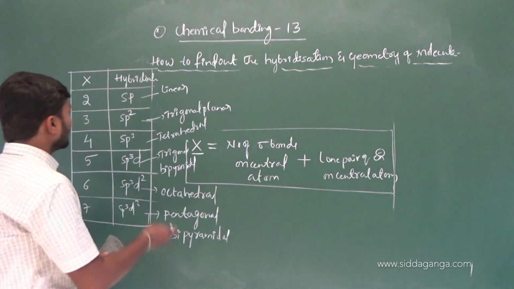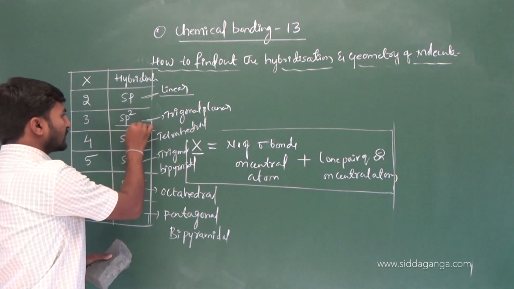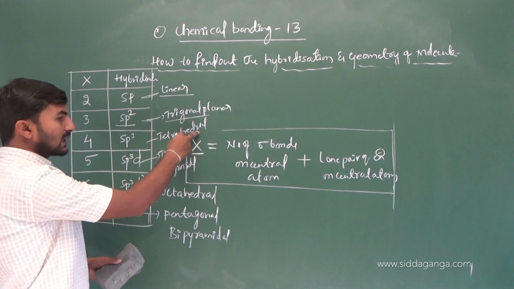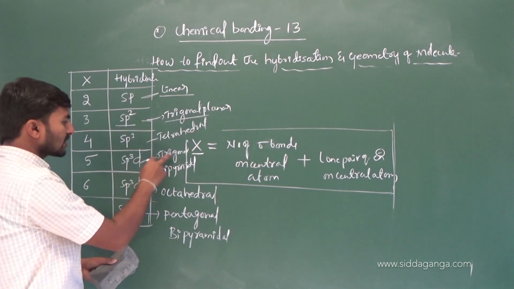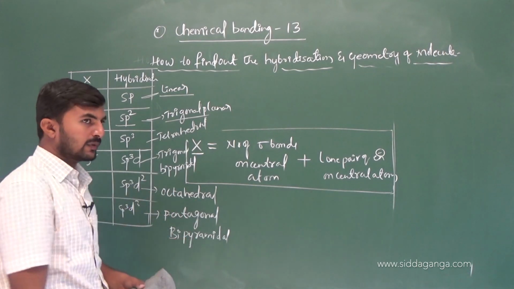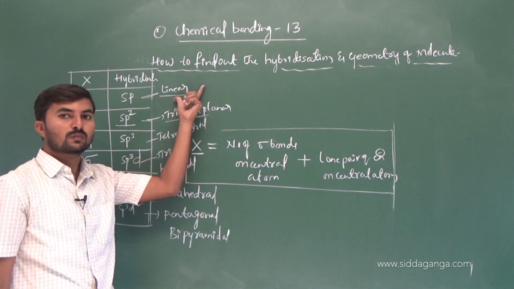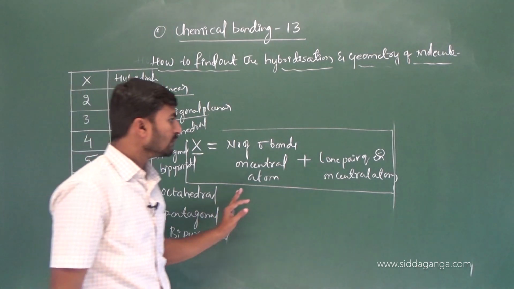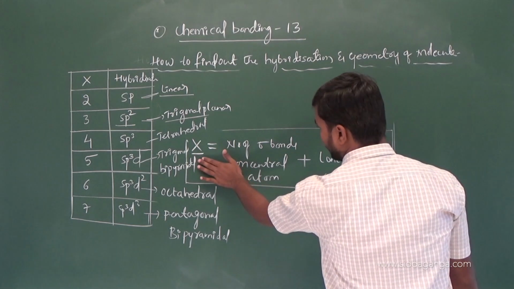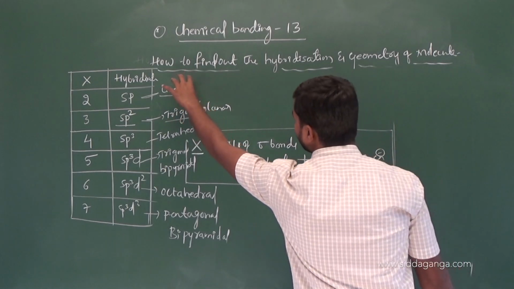Here, with respect to sp hybridization, its geometry is linear. With respect to sp2, its geometry is trigonal planar. If it is sp3, then it becomes tetrahedral, followed by sp3d, trigonal bipyramidal, followed by octahedral and pentagonal bipyramidal. With respect to the particular type of hybridization, the geometry of the molecule is going to be fixed. Then, by taking suitable examples, we can calculate the value of x, and by using that we can easily predict its hybridization.